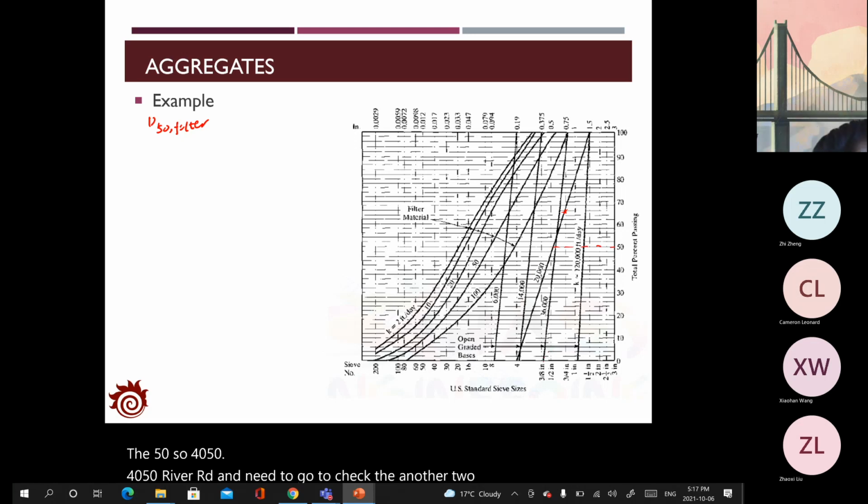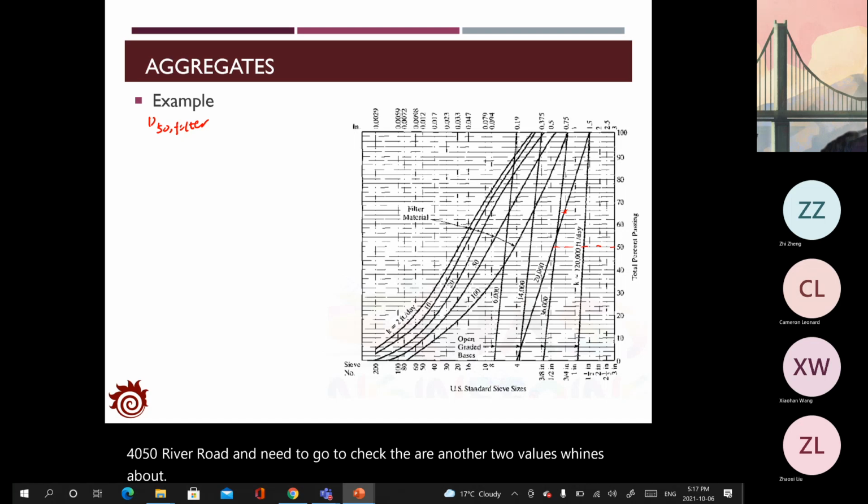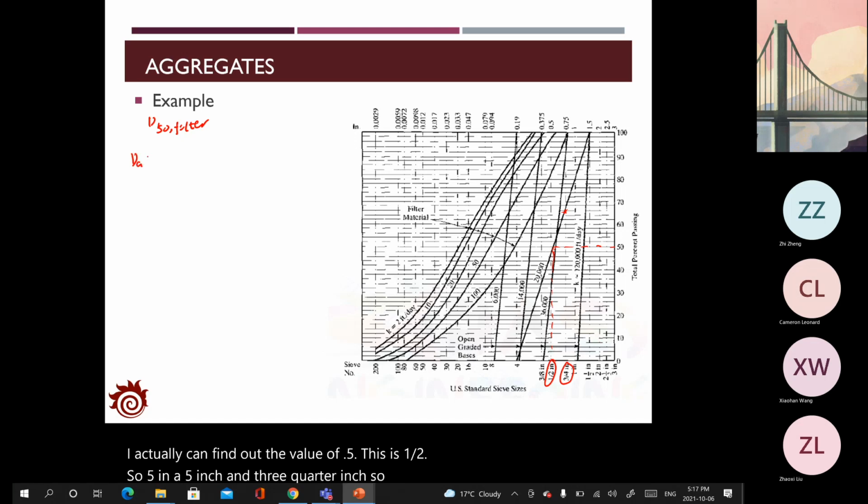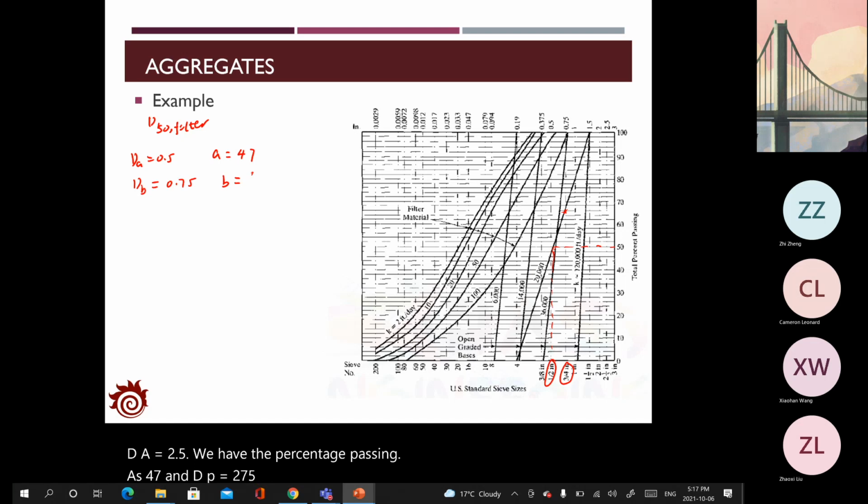One is, actually you can find the value of 0.5. This is a half. So 0.5 inch and 3/4 inch. So at dA equal to 0.5, we have the percentage passing as 47, and dB equal to 0.75, then B equal to 66.